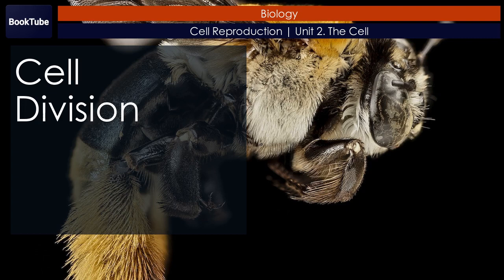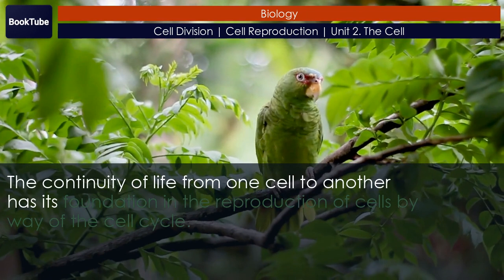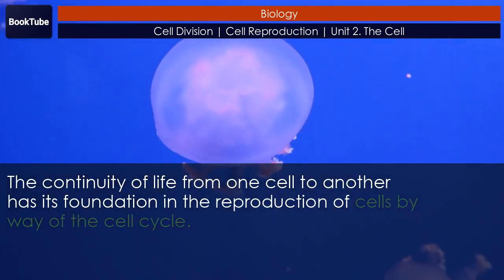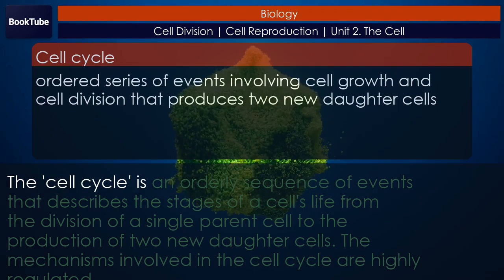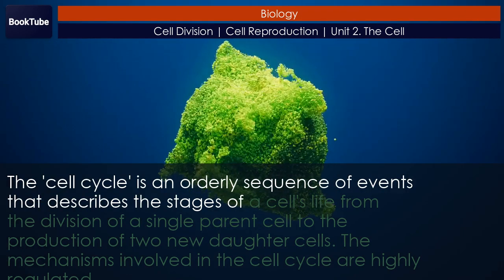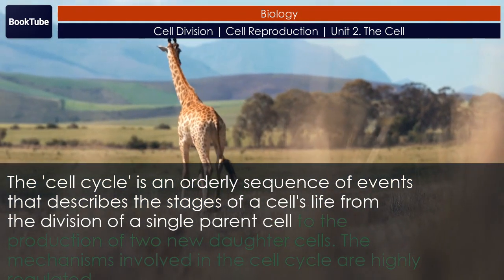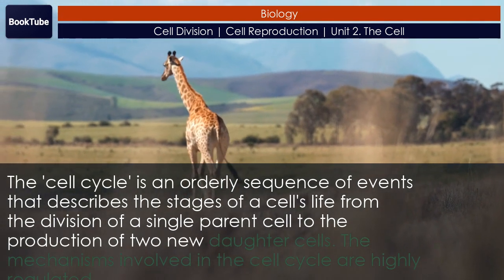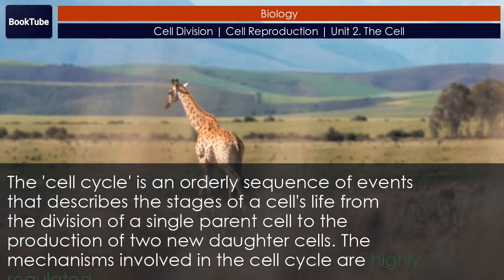Cell division. The continuity of life from one cell to another has its foundation in the reproduction of cells by way of the cell cycle. The cell cycle is an orderly sequence of events that describes the stages of a cell's life from the division of a single parent cell to the production of two new daughter cells. The mechanisms involved in the cell cycle are highly regulated.